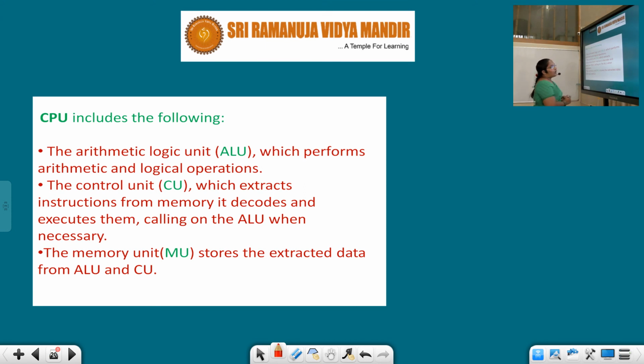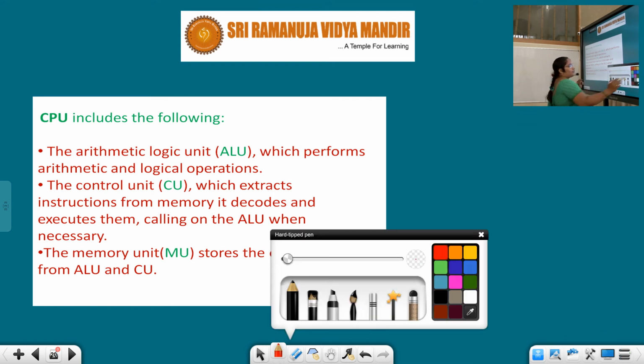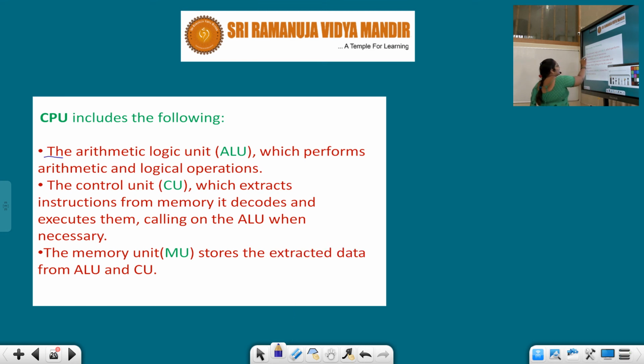Next, what does a CPU include? As I said, we have ALU, CU and MU. The arithmetic logic unit performs arithmetic and logical operations. As I said, arithmetic operations are known as mathematical operations, and logic operations are those which we give logically or by reasoning, whatever operations we want to give. These are processed using the ALU in the CPU system.